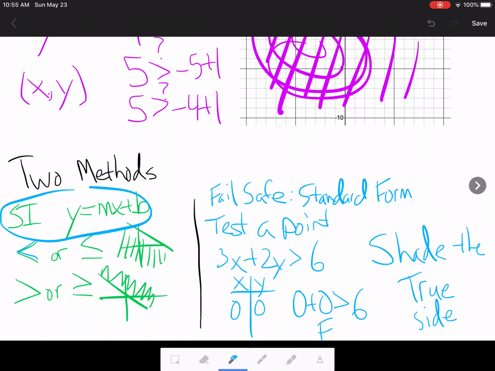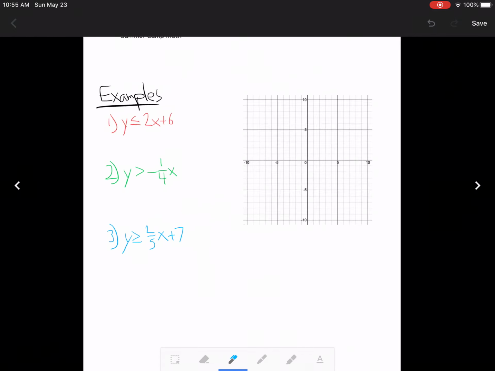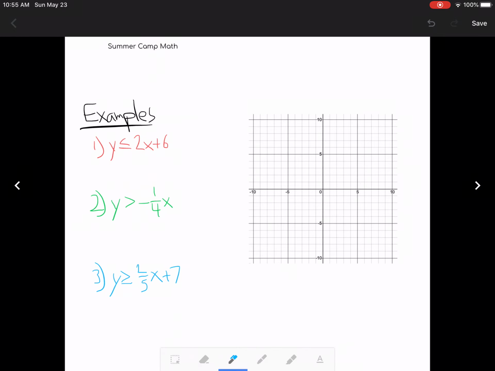For standard form, you're going to definitely need to test a point to make sure that you're shading the correct side. All right, so let's take a look at some examples. Before we do that though, we need to make one more distinction here. There's a difference between having a less than and greater than versus having a less than or equal to or a greater than or equal to symbol.